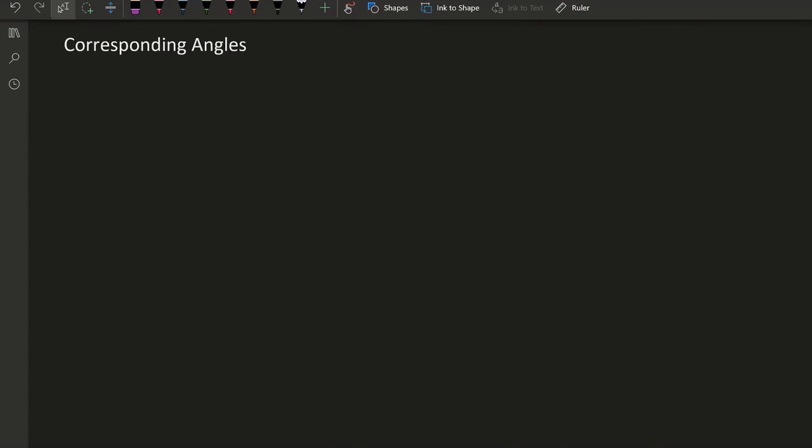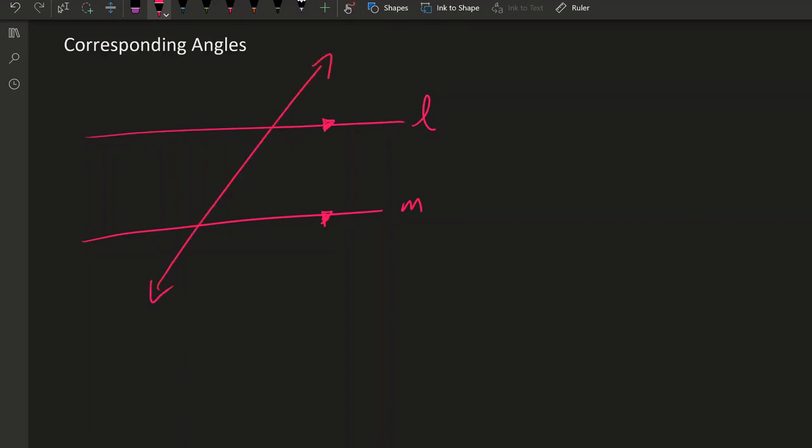Okay, corresponding angles. This is a really important one because between linear pair, vertical angles, and corresponding angles, we can build all of the rest of the theorems. So if I have two lines that are parallel, we'll call them line L and M, and they're cut by a transversal line that we will call N. Corresponding angles are angles that are in the same spot but on different lines.